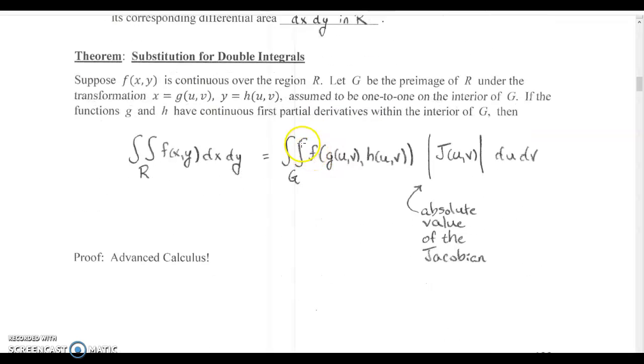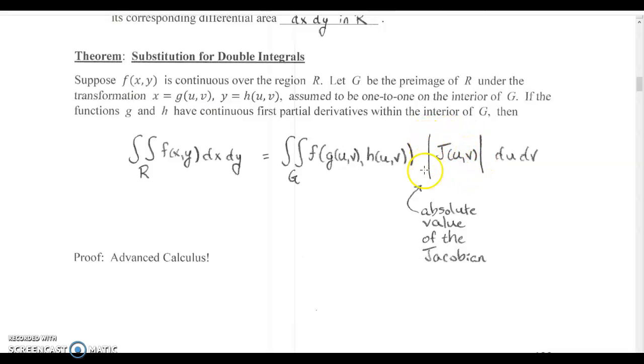Okay, so here's the theorem. Substitution for double integrals. Suppose f of xy is continuous over the region R. Let G be the preimage of R under the transformation x, which is g of uv, and y, which is h of uv, assumed to be 1-to-1 on the interior of G. If the functions g and h have continuous first partial derivatives within the interior of G, then this double integral actually could have come from this. Remember, backwards thinking. So this double integral is f of x, which is g of uv, and y, which is h of uv, but then I need to add this derivative term.